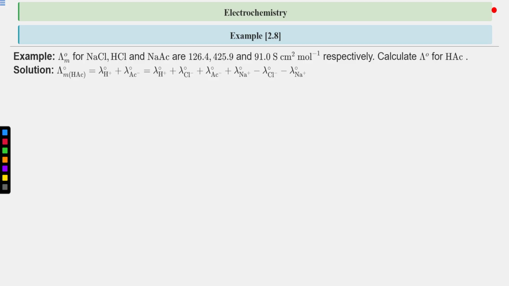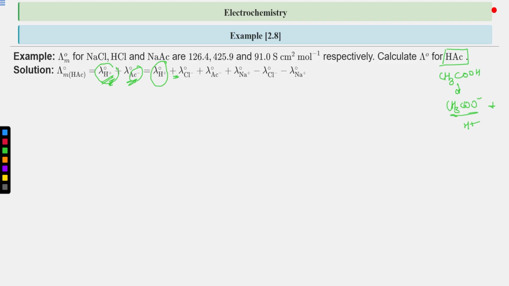For HAc, this is nothing but CH3COOH. For that you use the Kohlrausch law, and that will be equal to lambda naught of H positive plus lambda naught of Ac negative, because it will dissociate into the acetate ion CH3COO minus and the hydrogen ion. So lambda naught of the hydrogen ion, that is the cation, plus lambda naught of the acetate ion. So you can write it as lambda naught of H positive plus lambda naught of Ac negative.